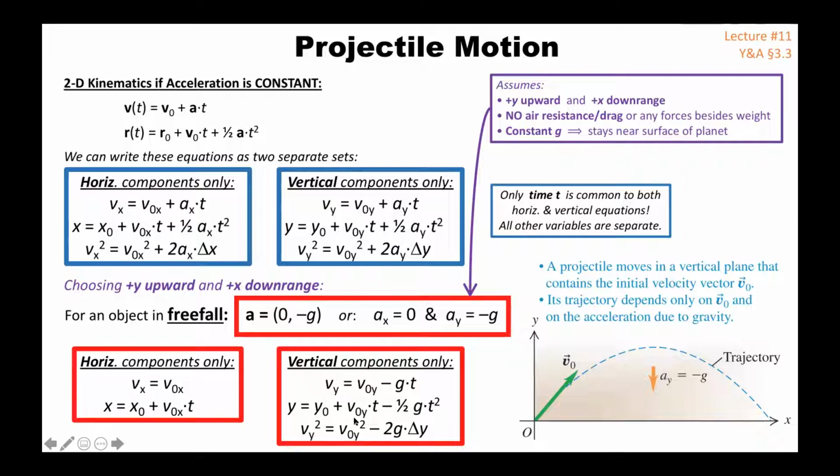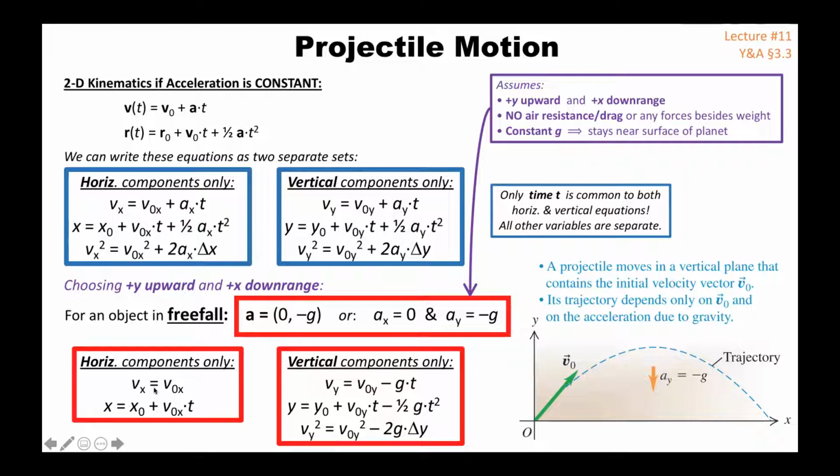So these y equations look like something that's basically undergoing vertical free fall. This is just like the one-dimensional free fall equations that we used for something that was moving just up and down, directly up and down. So these equations look exactly the same.